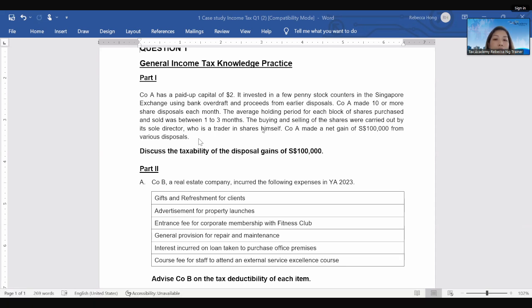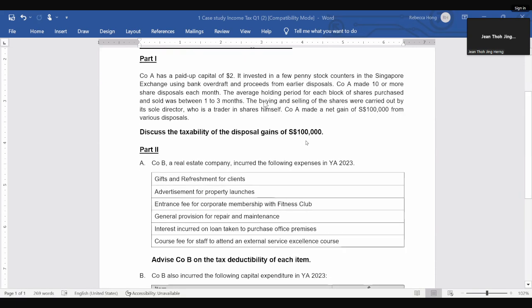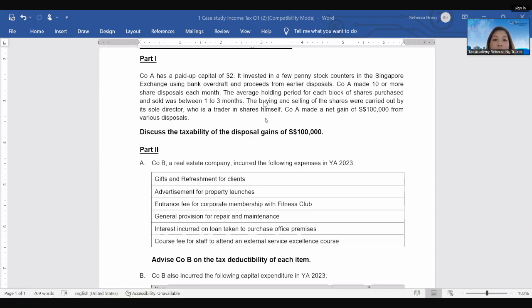Okay, so how do I determine whether it is a trade or not? We use badges of trade. For those who know, you can contribute, so that we can learn together. Okay, so for badges of trade, in our slides we have 10 badges of trade. So first is the subject matter of realization, and what is it that the company is buying? It has a $2 paid up capital, and is investing in a few penny stocks. So the company is buying penny stocks, right?